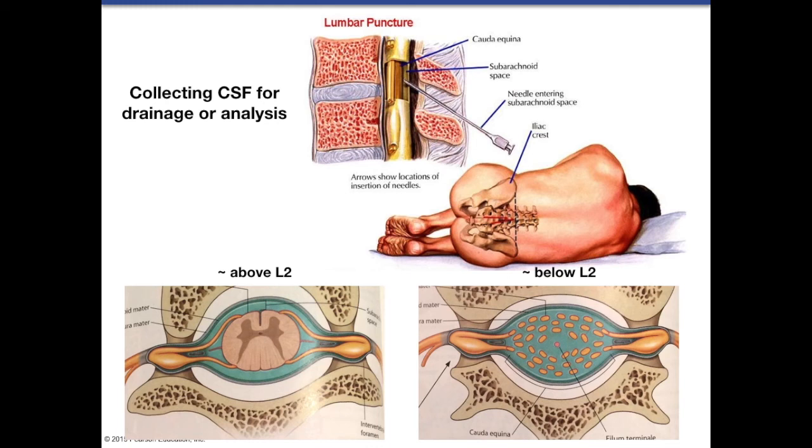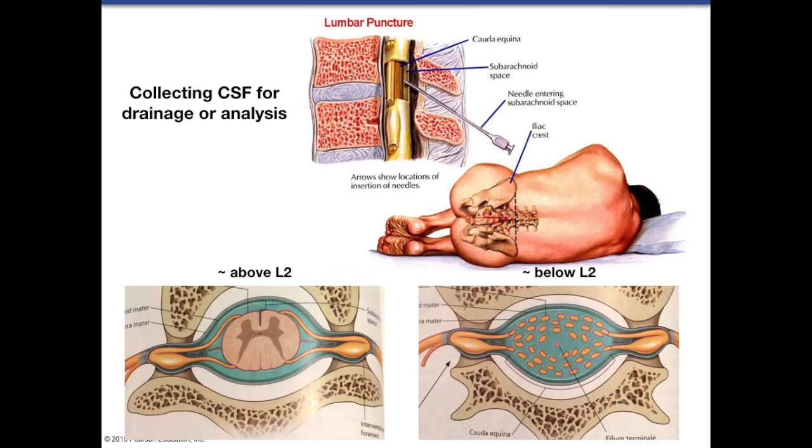In either case, inserting a needle into the spinal cord can be very dangerous. So inserting a needle below the meat of the spinal cord minimizes the risk of poking that needle into the meat of the spinal cord. Instead, these dangling nerves can be gently pushed out of the way as the needle penetrates the subarachnoid space. And this is the same rationale for giving an epidural anesthesia below the region of L2.